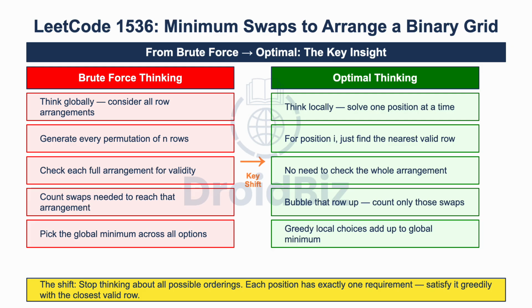This is a classic greedy pattern. Local optimality leads to global optimality. Once you see it, the solution becomes elegant and simple. Next, we'll wrap up with a comparison table.